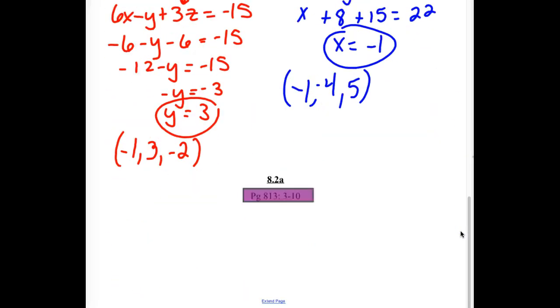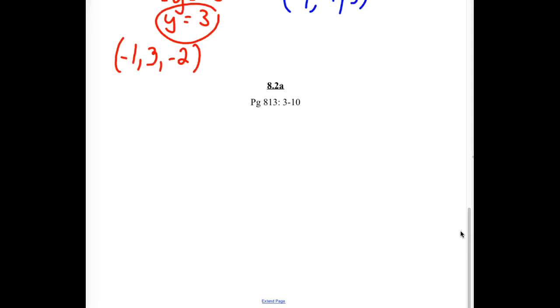So your homework, you are going to do page 813, questions 3 through 10. The first two questions, you are just verifying if the answer they give you works. All right, so questions 5 through 10 are the solving the system like we just did.